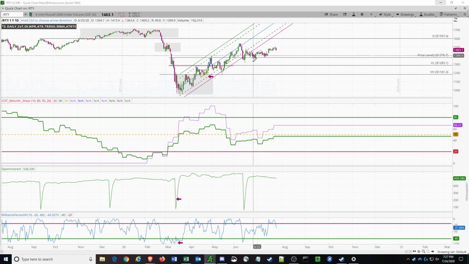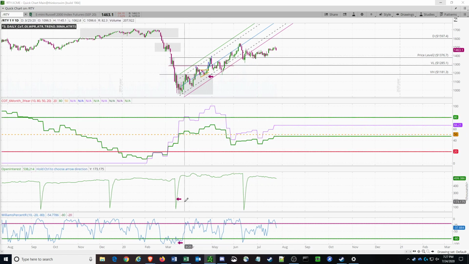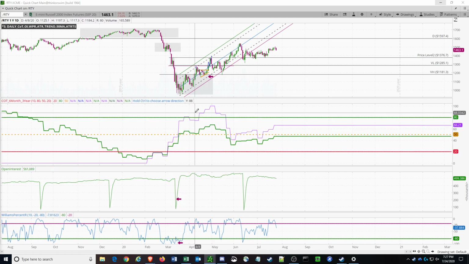So quite similar here. Once again, open interest declining, comms getting bullish, WPR in the oversold territory, and there's that expectation. All the indexes look pretty similar, but the Russell not looking nearly as impressive, like the Dow Jones, not looking nearly as impressive as the other two indexes.